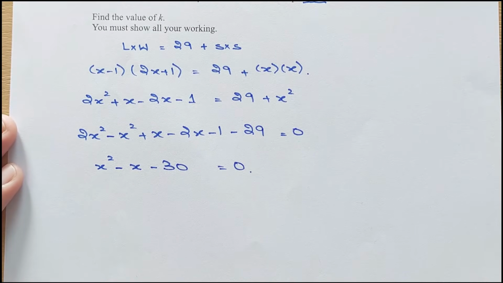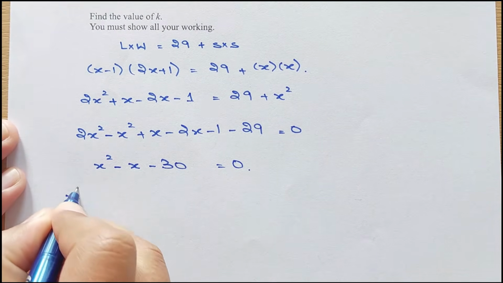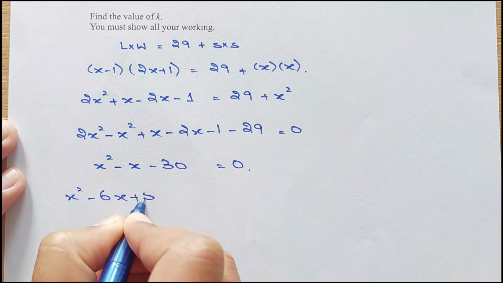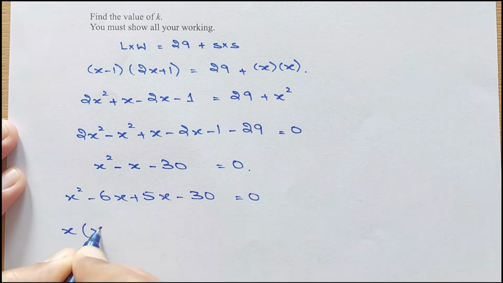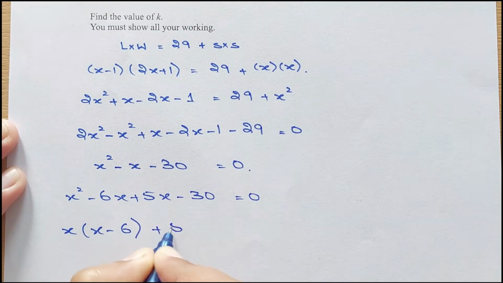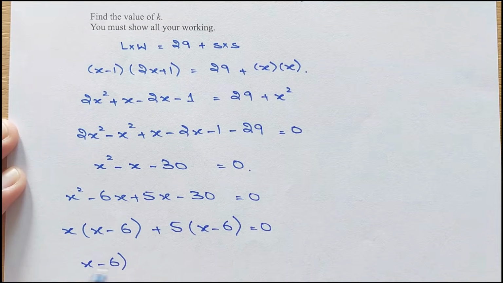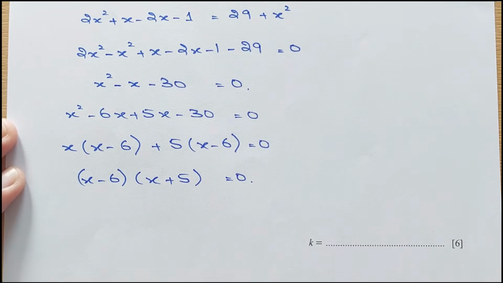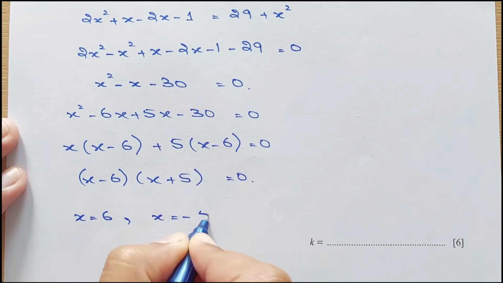Now, this is a quadratic equation in the variable x. Let me factorize this. We have 1 times 30 is 30. 6 times 5 is 30, and minus 6 plus 5 is minus 1, right? x squared minus 6x plus 5x minus 30 equals 0. x is common, x minus 6, plus 5 is common, x minus 6 equals 0. So the factors are x minus 6 and x plus 5 equals 0. And the two values of x are x equals 6 and x equals minus 5, right?